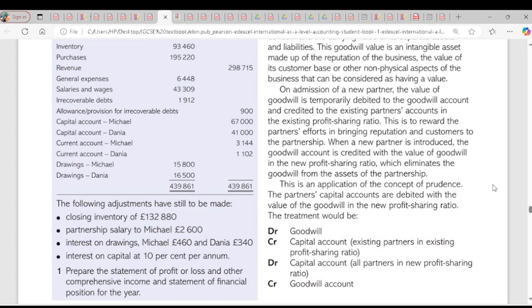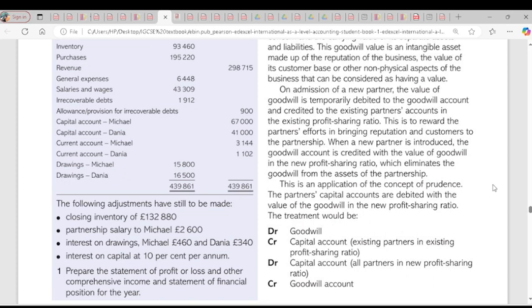Now we prepare the current account. On the debit side, the items are drawings, interest on drawings, salary paid, and the balance. On the credit side, we have the balance brought down, salary, interest on capital, and share of profit for the year. For capital account, we don't need to prepare it because we have it in the statement of financial position, where you see each capital for each partner.